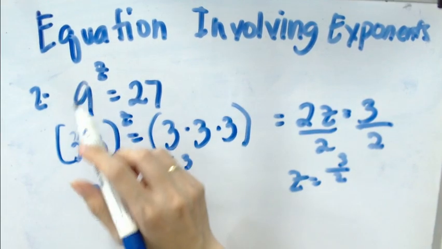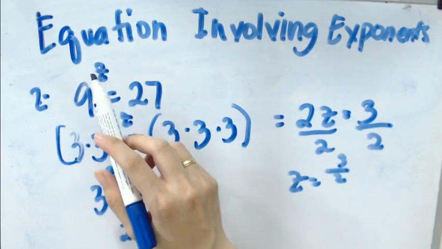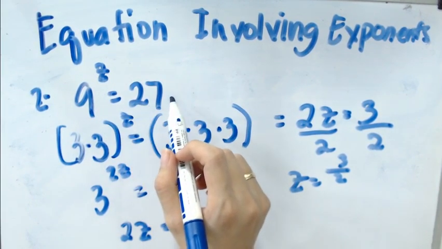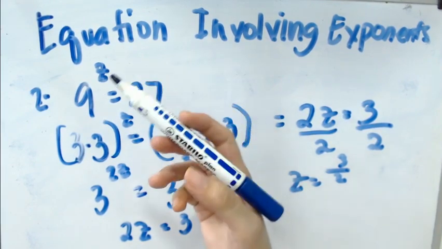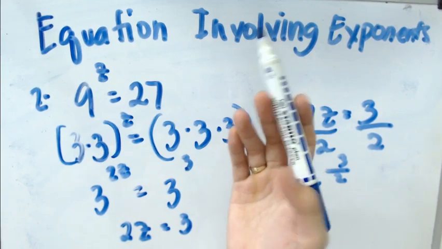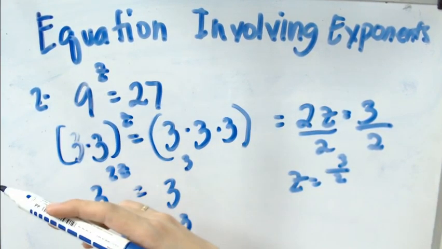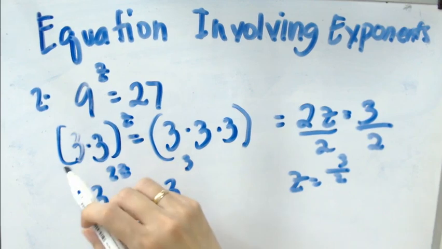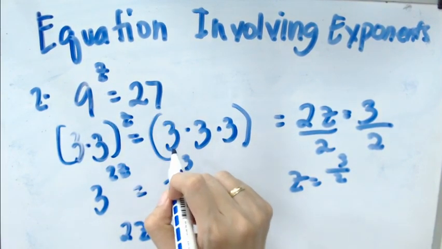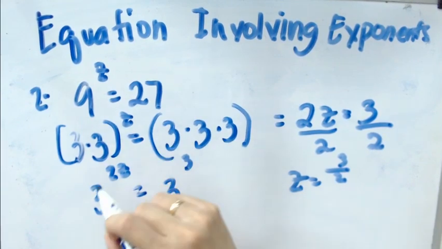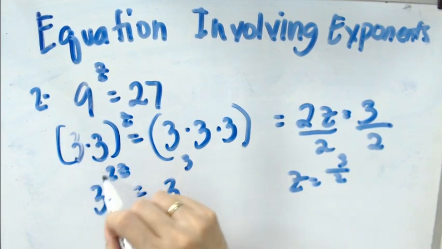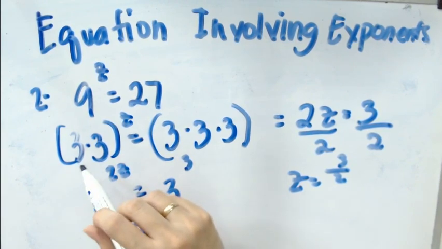Again, whenever we are dealing with this kind of example, 9 raised to z is equal to 27, we cannot make 27 into 9 first, because we cannot multiply. If we multiply 9 by 9, it's 81, so we cannot use 9. So we look for another way of doing this. We factor 9 such that it is 3 times 3, and then we factor 27. That's why we have here 3 times 3 times 3.